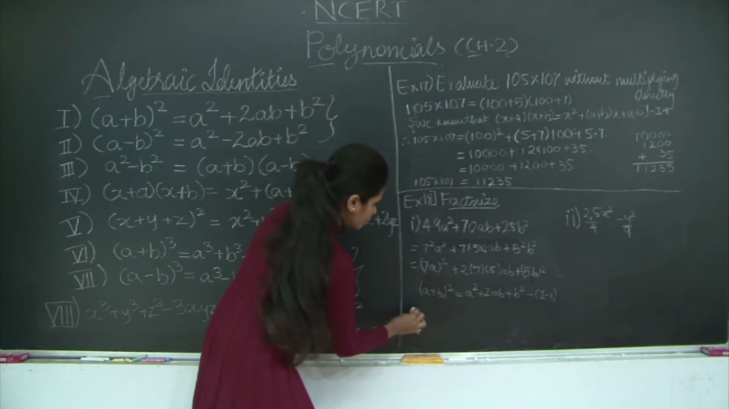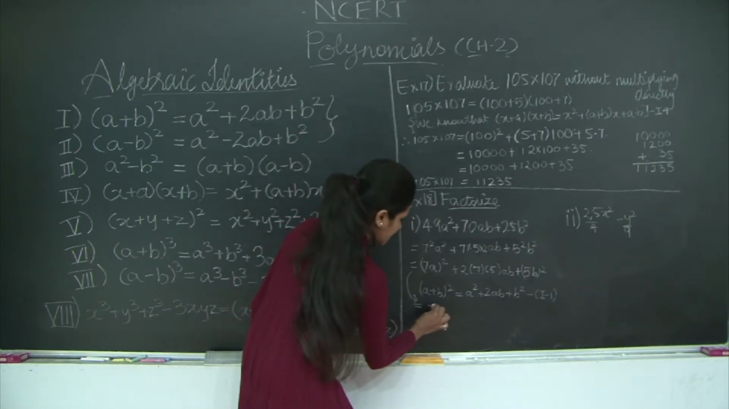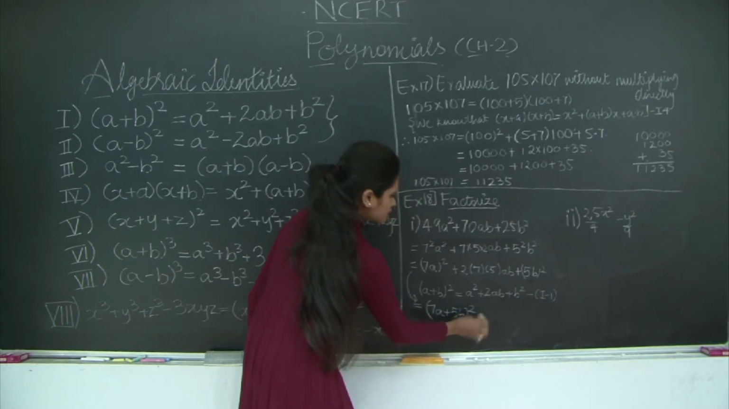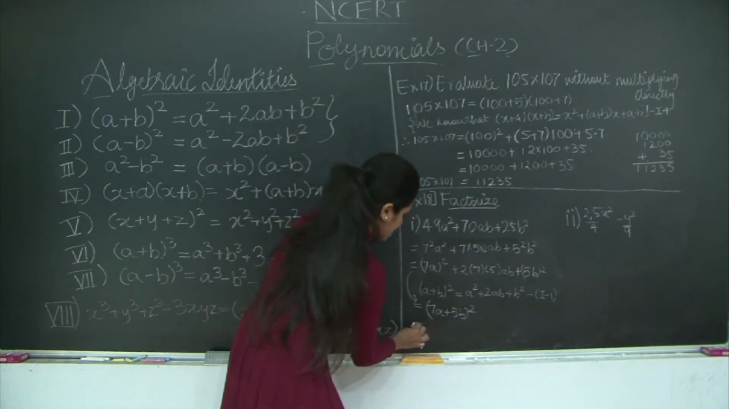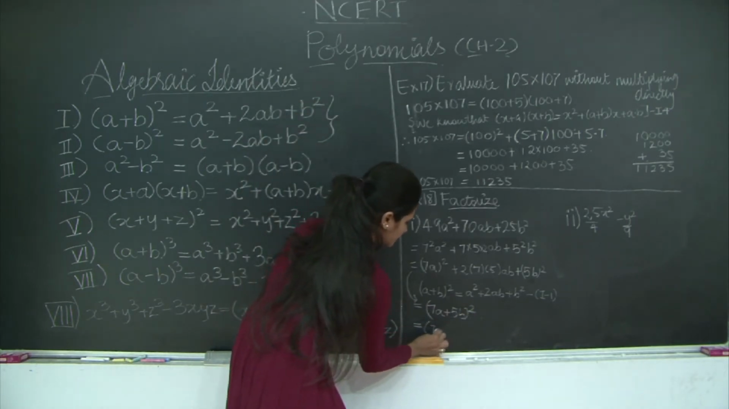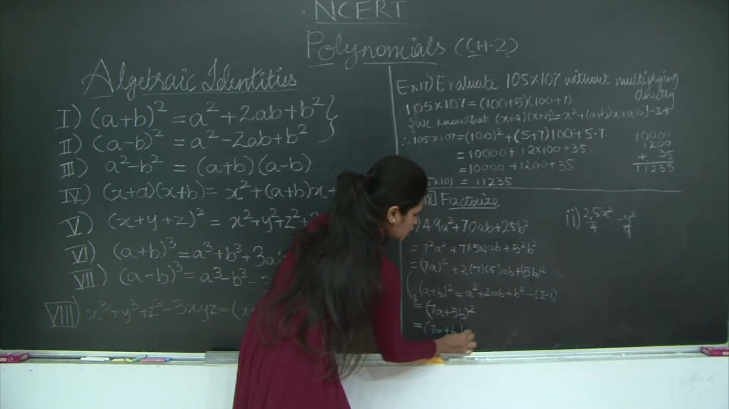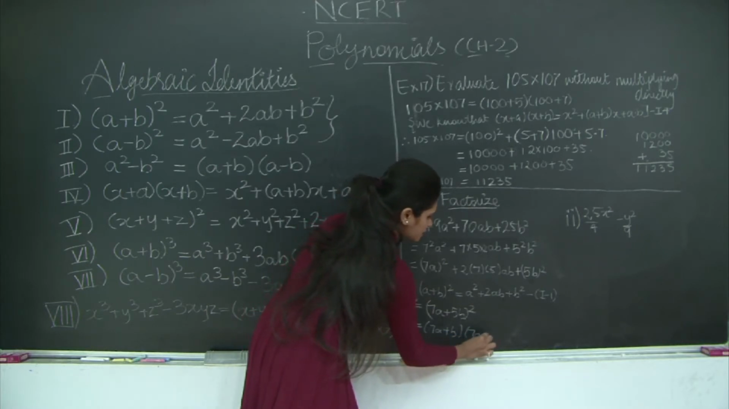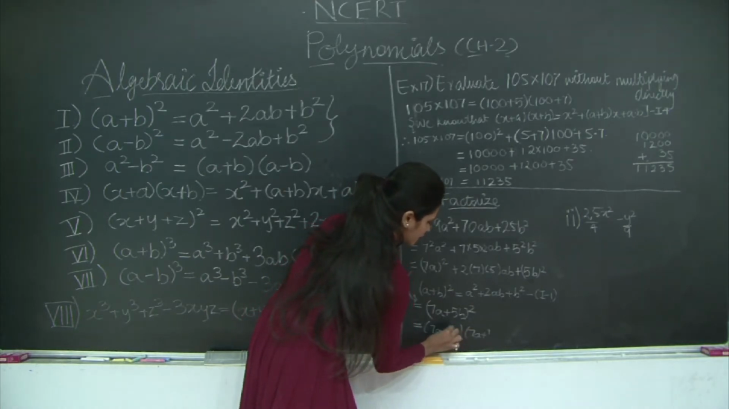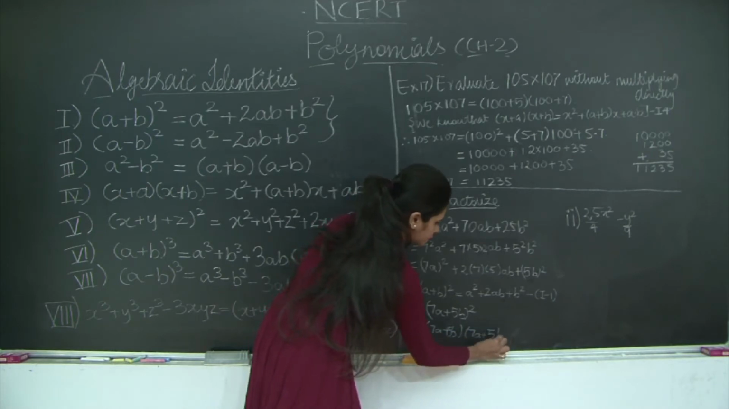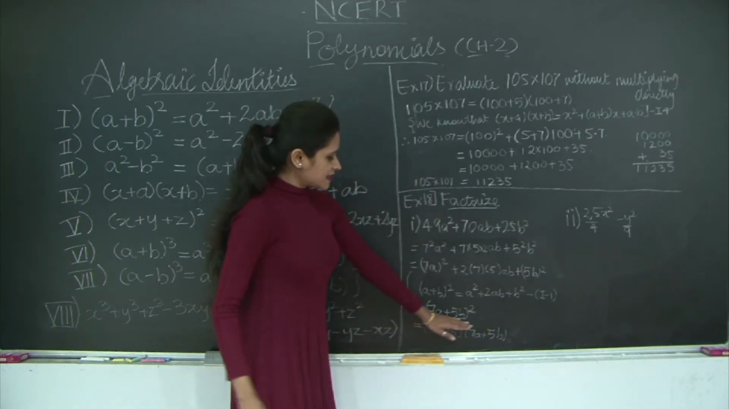correct? Therefore, this equation is equal to 7a plus 5b the whole square, right? So you can just write it as 7a plus 5b into 7a plus 5b, right? But this is the actual way of writing.